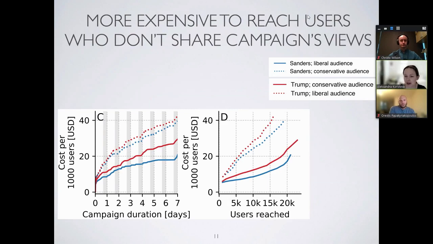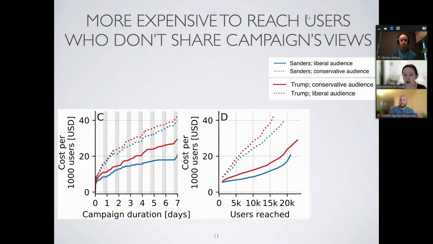And moreover, the effect of a cost penalty persists also for real campaigns. So it costs more to reach users who don't already share campaign views. So specifically, Bernie Sanders and Donald Trump could be running the exact same campaign, targeting exact same audiences, but Facebook will charge them differently.